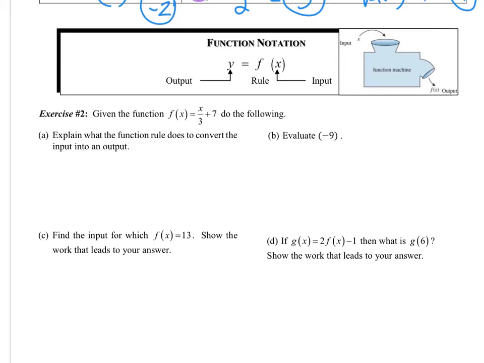In exercise 2, it gives us a function f of x is equal to x over 3 plus 7. So what does the rule do to convert the input to an output? Remember, we're dealing with x, so what's happening to x? That's basically what part A is asking. Well, we're dividing it by 3, then we're adding 7.